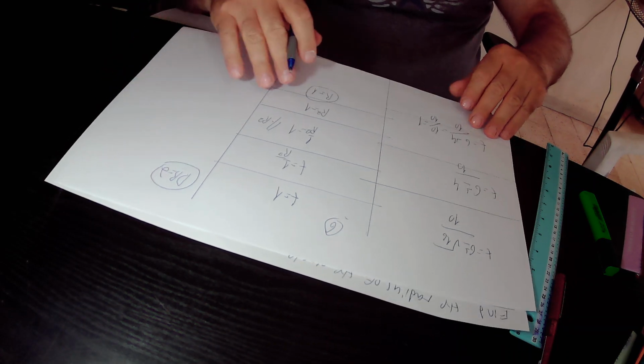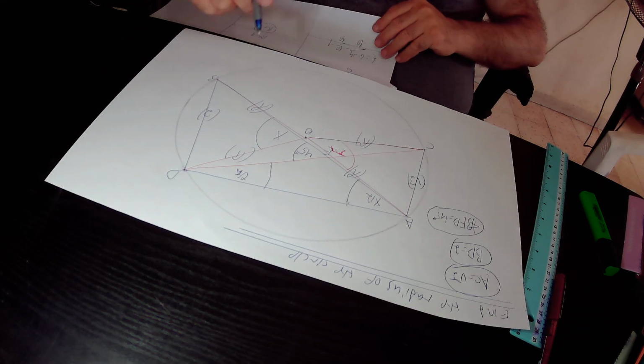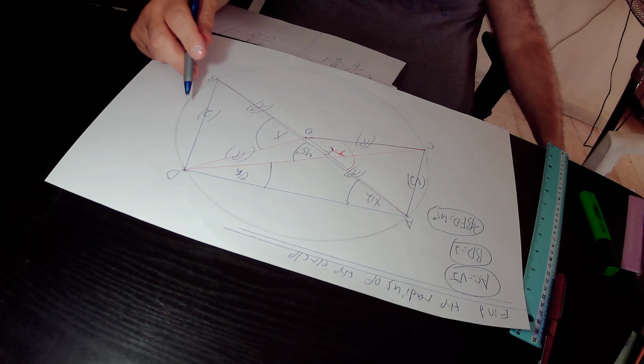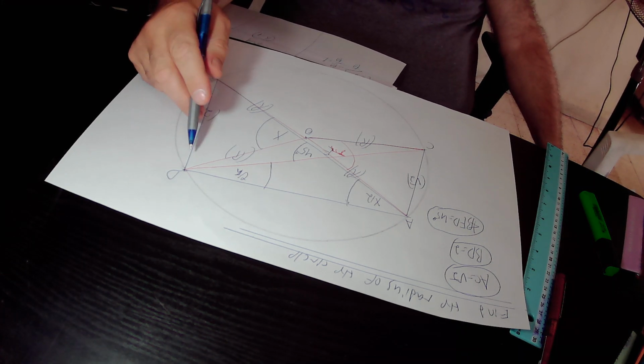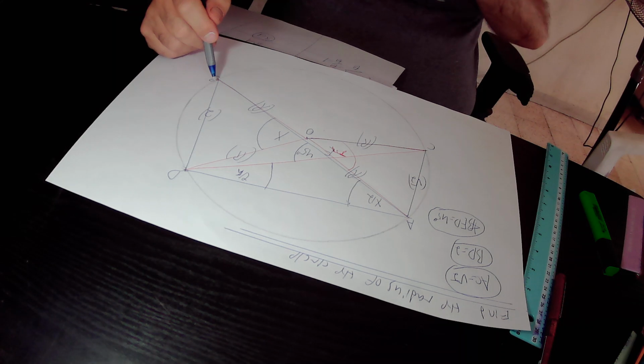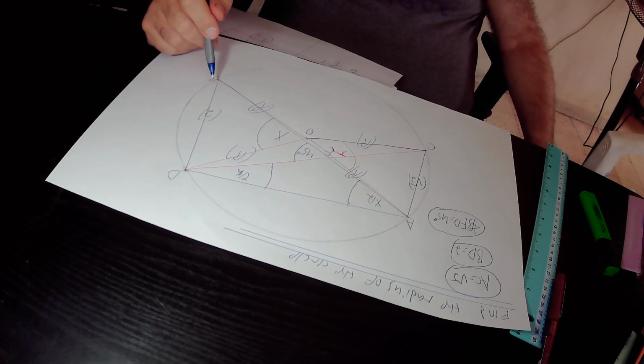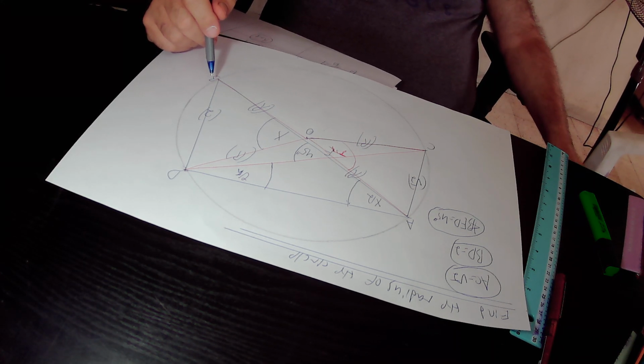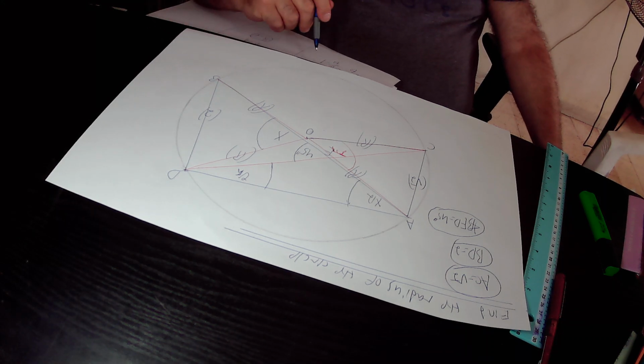Chord dB equals 2 units in its length, and chord dB is definitely not the diameter of this circle. We know that the diameter of any circle is the longest chord in the circle.